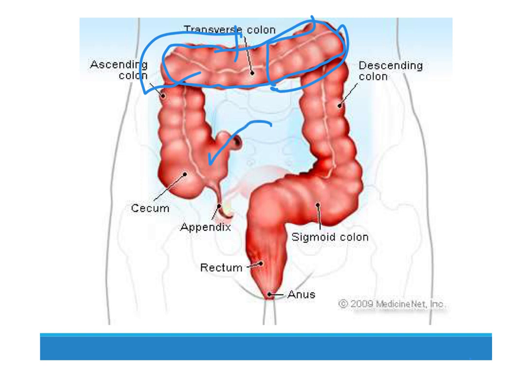Food comes in here from the small intestine, goes up and across and down through this S-shaped curve of the sigmoid colon. So the whole large intestine is also called the colon. And then it gets stored in the rectum until it leaves the body through the anus.